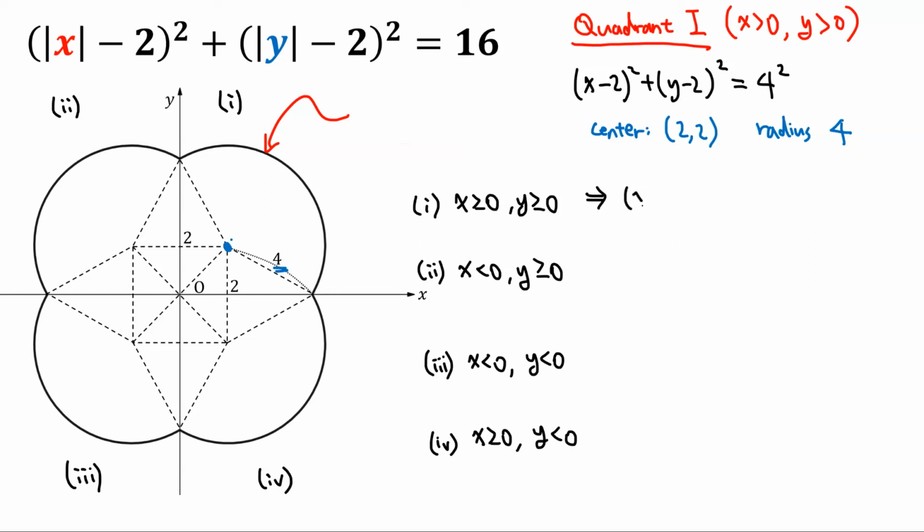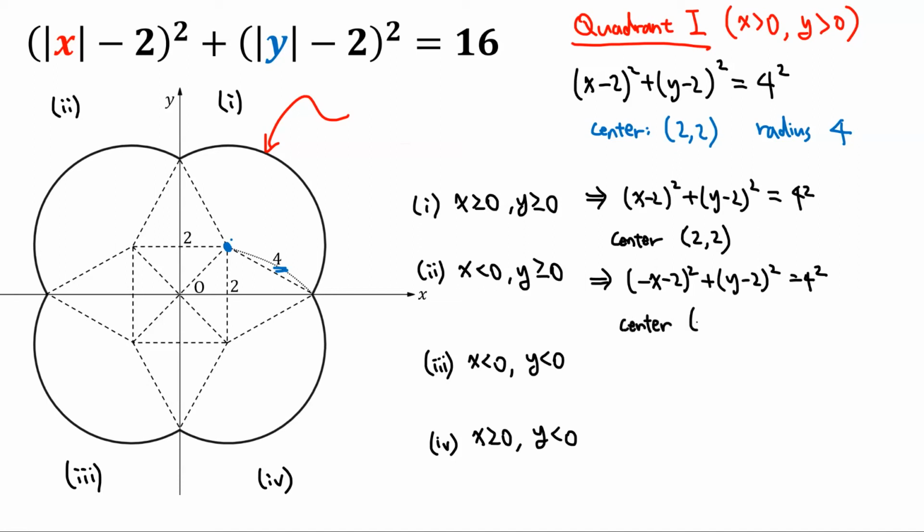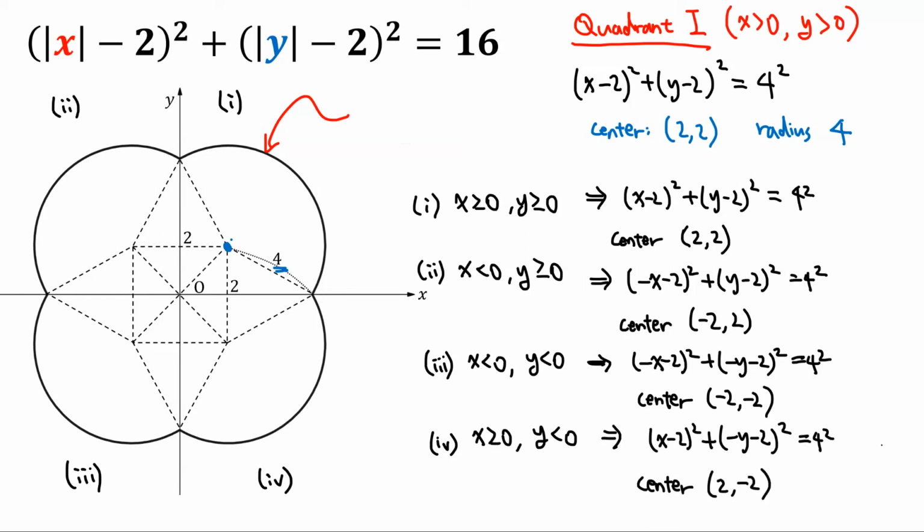In the first case, we have these equations. This is the circle with center (2, 2) and radius 4. And for the second case, we have this equation. So the center of the circle is (minus 2, 2) in the second quadrant. And for case 3, which is the third quadrant, the center of the circle is (minus 2, minus 2). And in the fourth quadrant, the center is (2, minus 2). And if we draw all of them, we can obtain the same curve. Right? So this is the curve. And now let's calculate the area inside the curve.